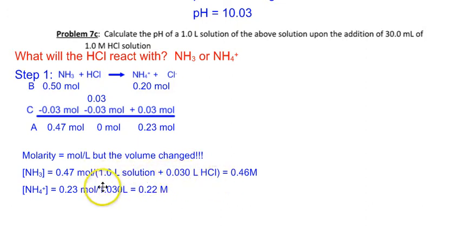And so now the molarity of ammonia is 0.47 moles per 1.03 liters, to get 0.046. So my molarity went down. Same thing here. My liters increased because I added 30 milliliters, because remember, it's a solution. What's in the solution? My original buffer, now plus 30 mils of HCl. So those are my new molarities. So now we can go ahead and do step 2. It's a little bit of a trick, wasn't it? That wasn't very nice of me.